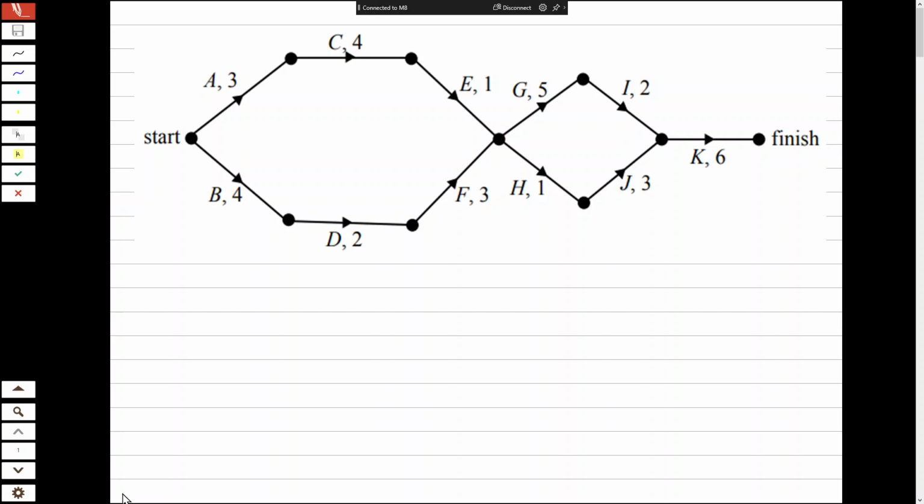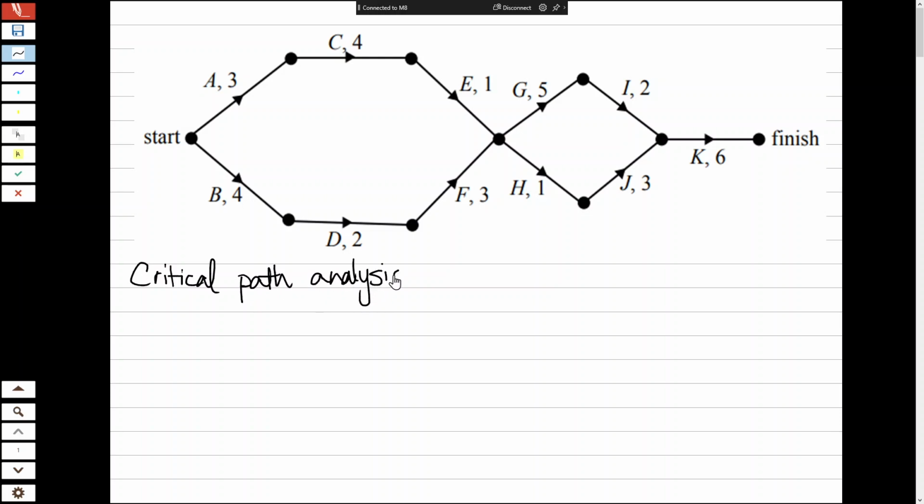So the first question we're going to ask today is how long will it take to get from the start to the finish if we don't delay any of the projects? What was that, Tim? Yeah, so to answer your question, it's going to be the longest path. All right. Now, what we're doing today is called critical path analysis.